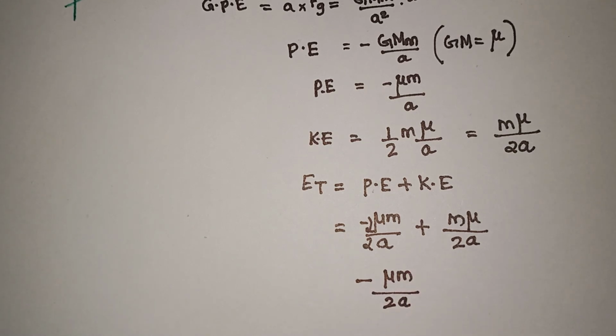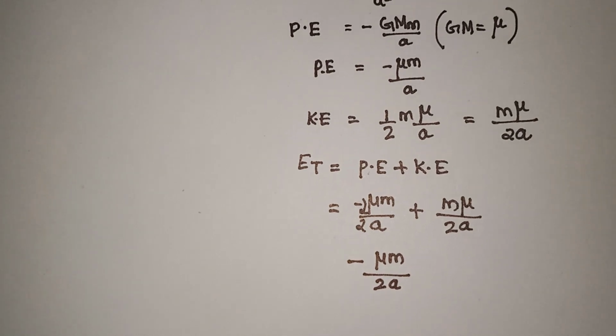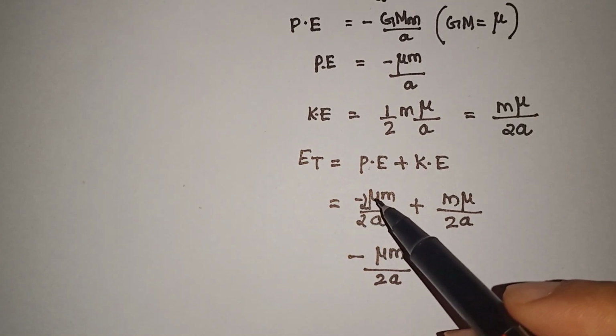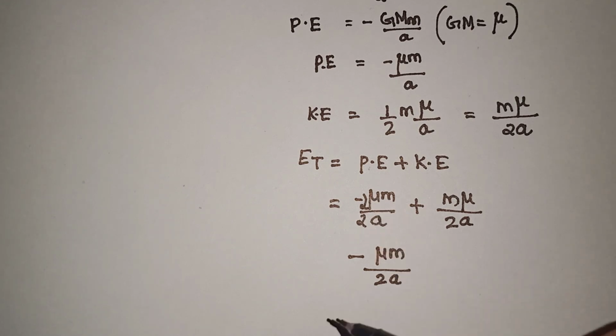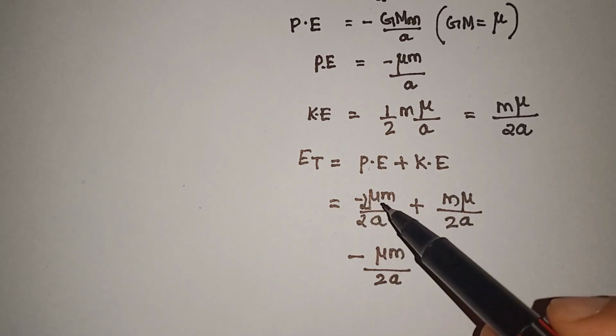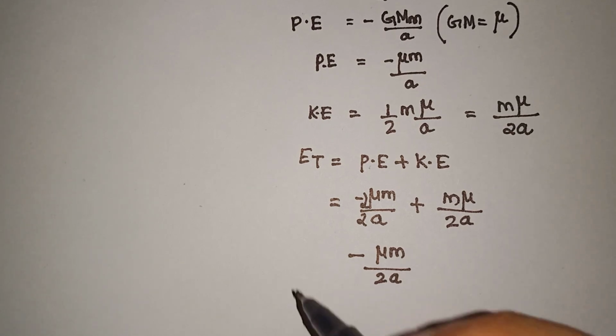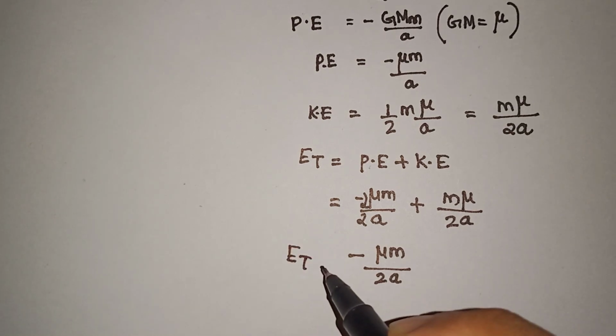I hope this is clear, is it not? So simply we have done some adjustment. We have multiplied on the top and divided on the bottom side. So we do the normal subtraction, which will yield me minus mu m by 2A, is it not? So that is the total energy which is being exhibited by this revolving planet.